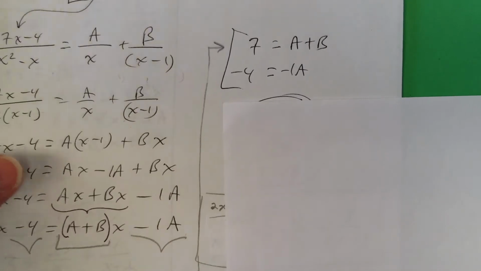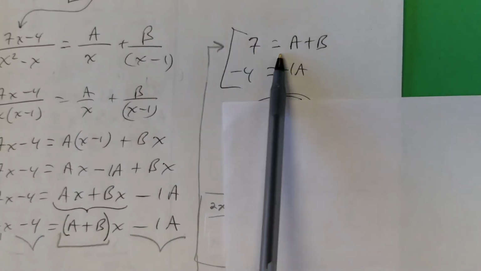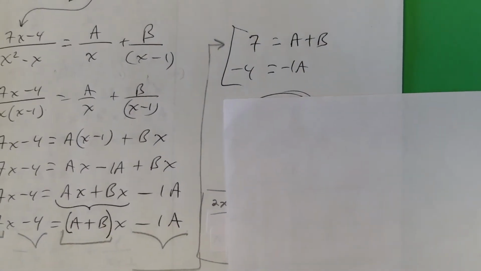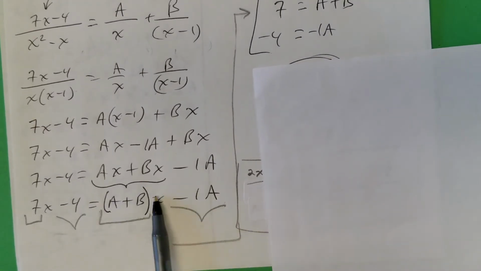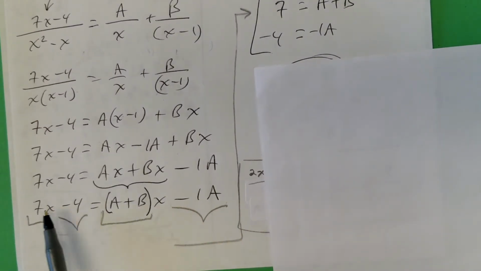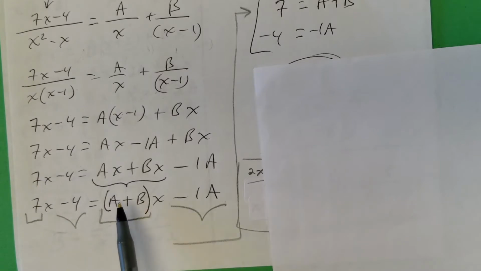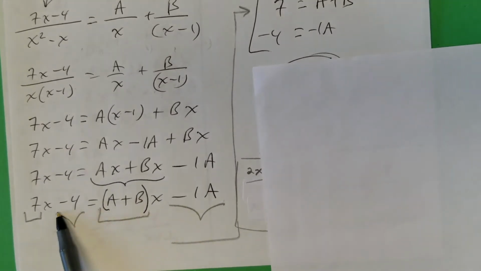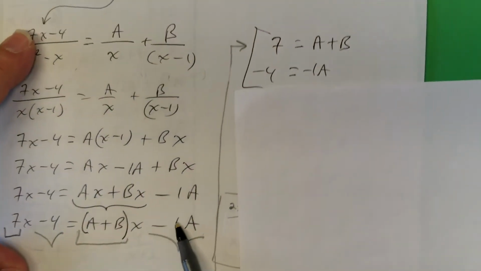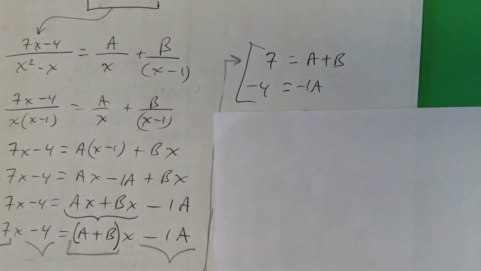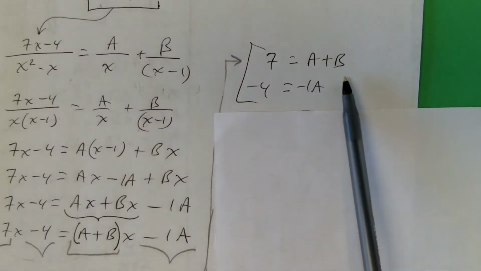7 equals A plus B. What happened to the x? We dropped the x, because they both have an x, right? We take 7 equals A plus B, and then negative 4 is equal to negative 1A. That's what I have here. Oh, look, there's no B here.